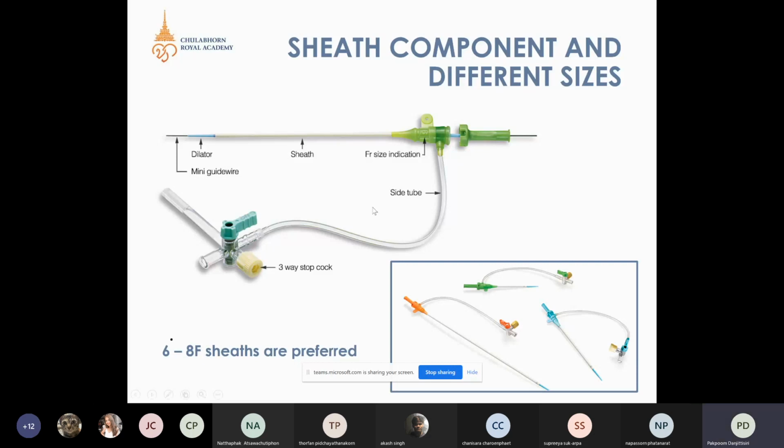Okay, the 6 French will be green like this. The 7 French will be orange, and the 8 French will be blue, the blue one here.